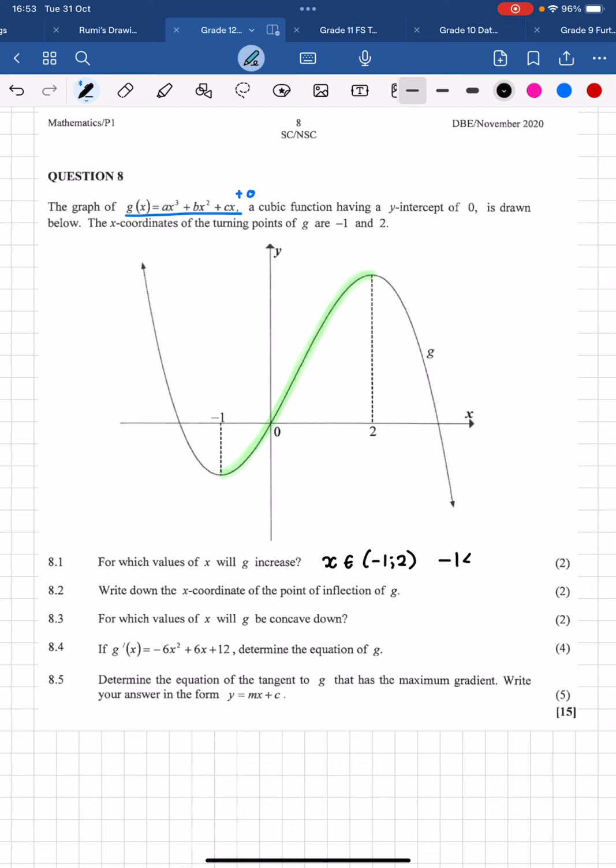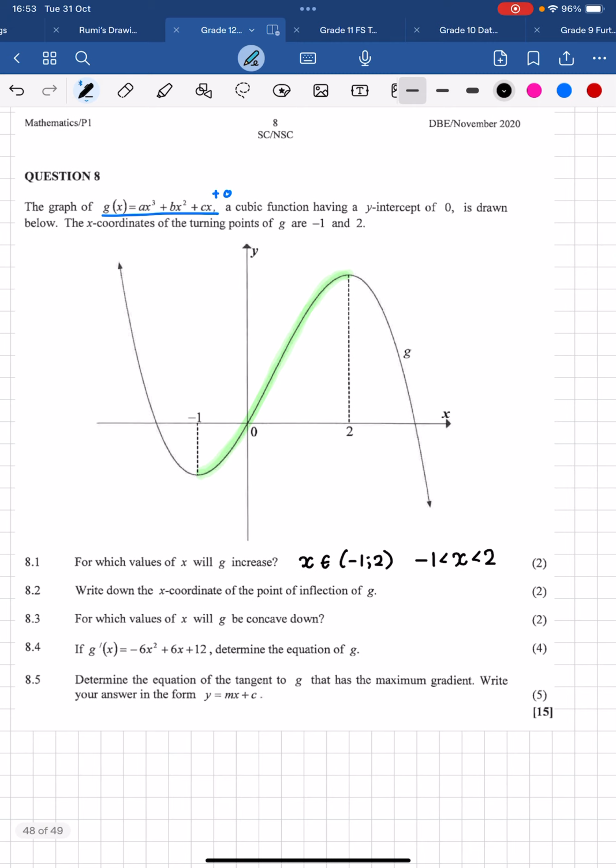If you want to write it in inequality notation, which is what a lot of people don't like to do, then you will write it like that. So you will put the smallest value on the left, then you'll put the x in the middle, and then you will put the bigger value on the right.